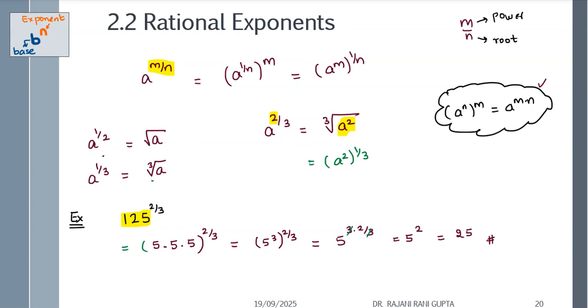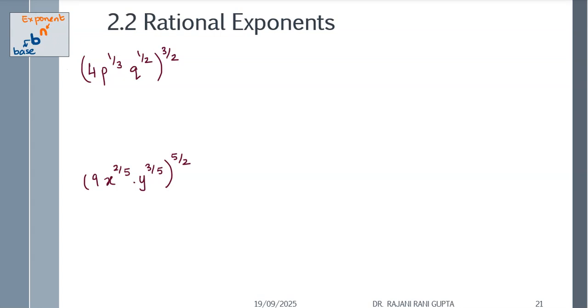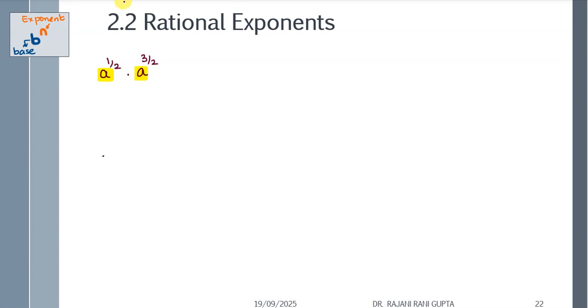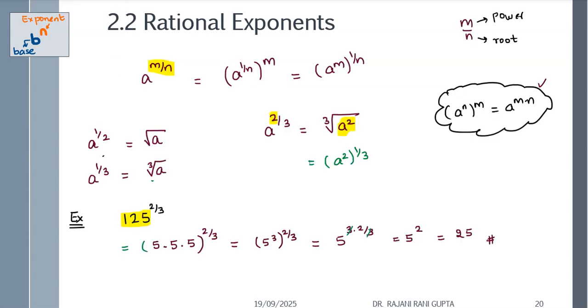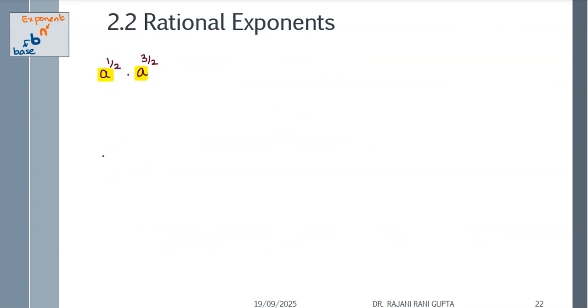Let's solve some more examples. Let's solve some simpler questions before we move to that. Say you have a power 1 by 2 times a power 3 by 2. Again, the base is the same, so you can add the powers. This is example number 2. So what can you write it as?